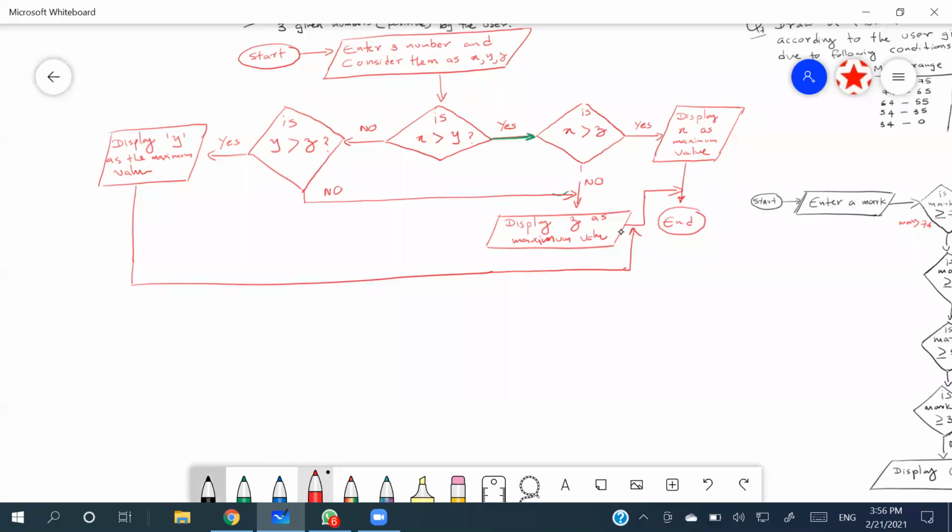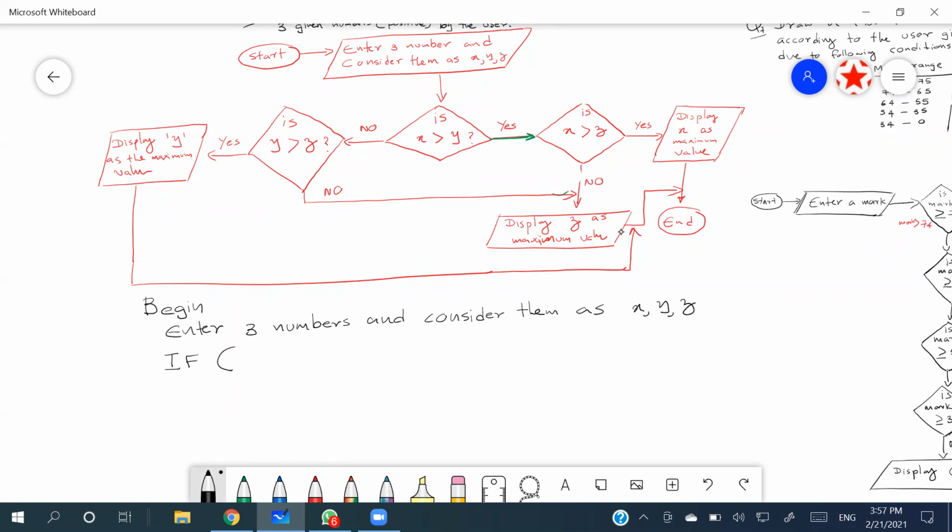All right, so I'm going to draw this. First we have to begin. Then we have to ask for 3 numbers, so we can say enter 3 numbers and consider them as x, y, z. Then first we are going to find a condition. So it is an if. This is not an iteration. It is just a selection.